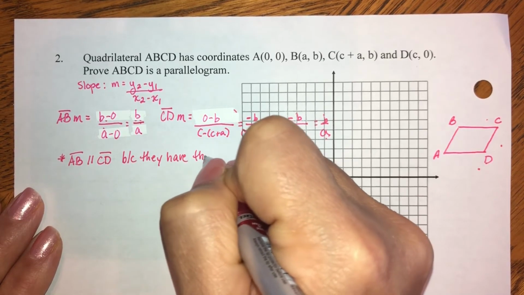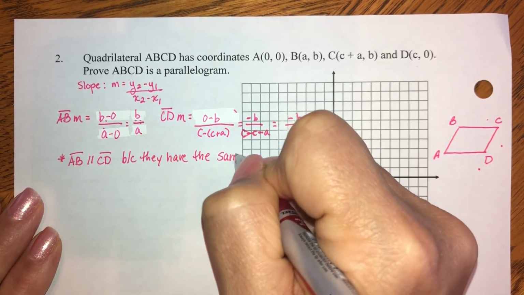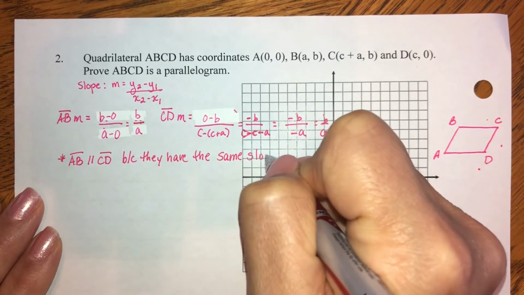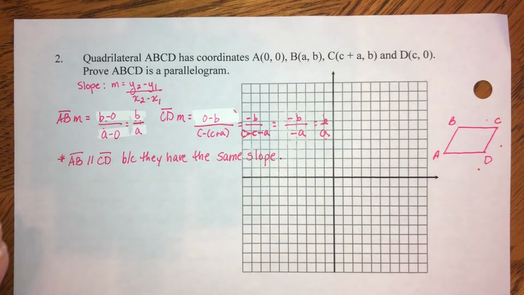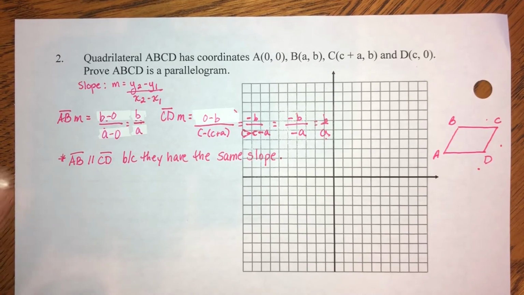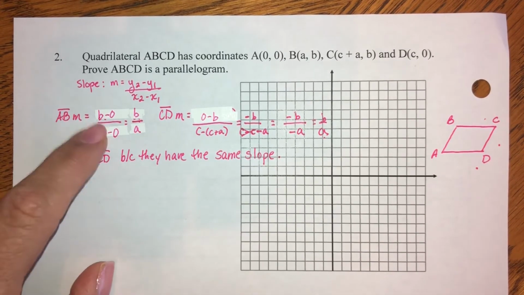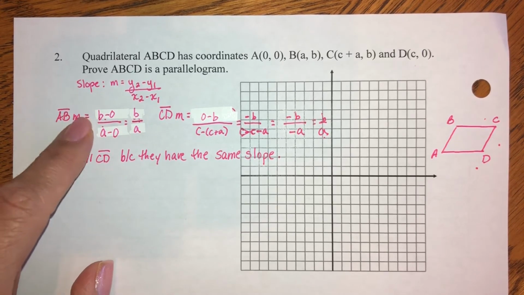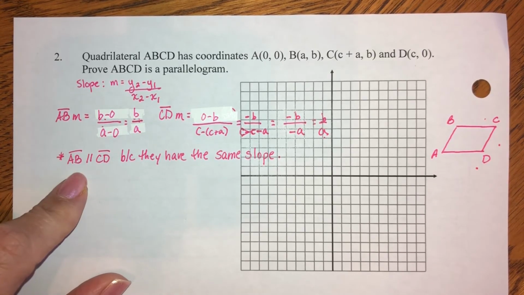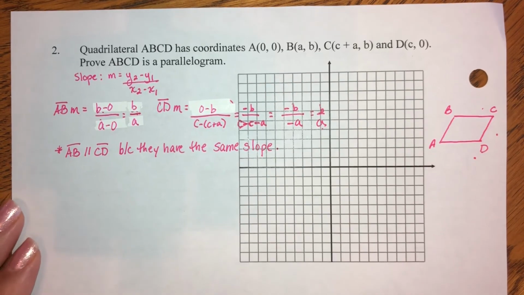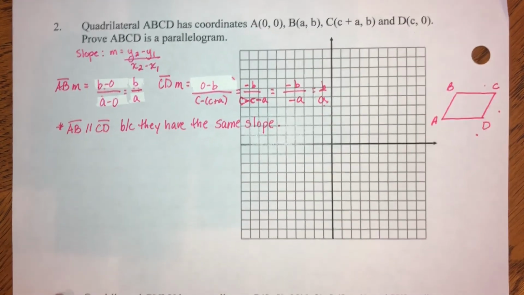So you notice that your argument here is a little bit different. In the last problem, we were saying, look, they match, so they're congruent. Here we're saying, look, they have the same slope, so they're parallel. Your argument has to match your work. So this work is telling me about things being parallel or not. Now I have to go and do that with the other pair of opposite sides.